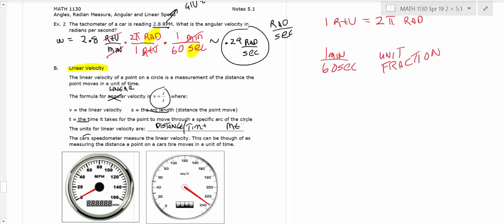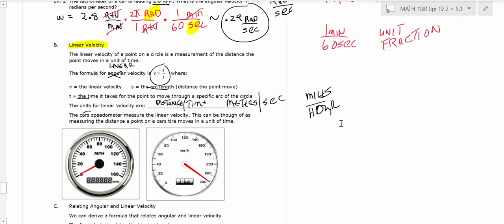It might be meters per second. It might be miles per hour, which is the common thing in this part of the world anyway. So miles per hour, that's what the speedometer is measuring. So that's kind of the idea. I'll show you what we do with this formula v equals s over t in just a minute. But that's what linear velocity is.